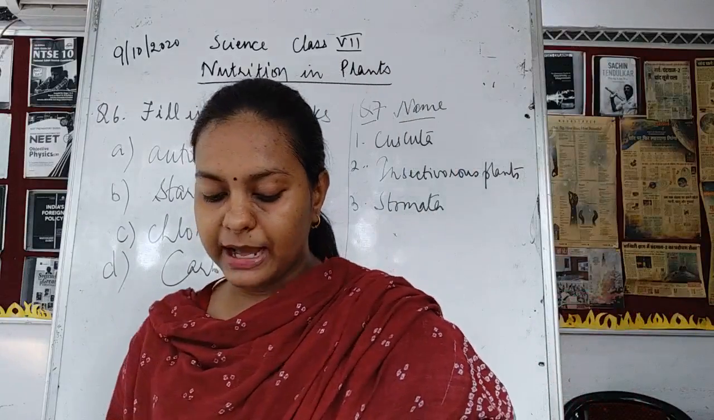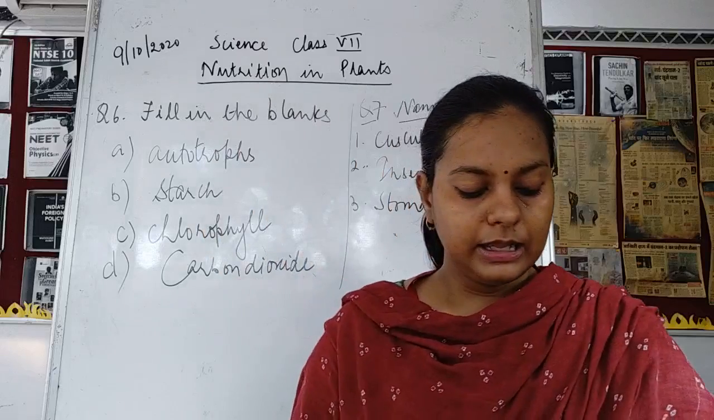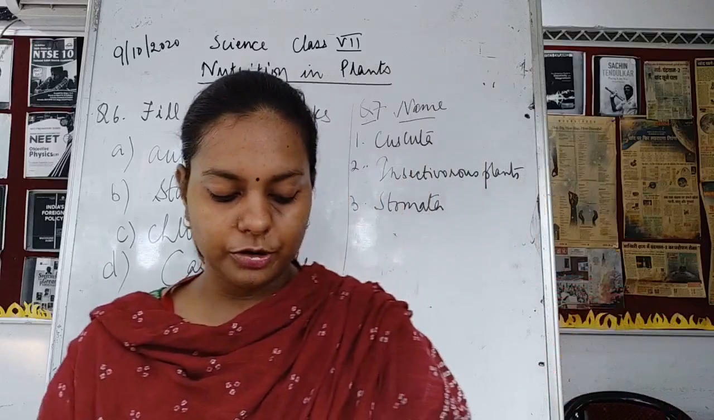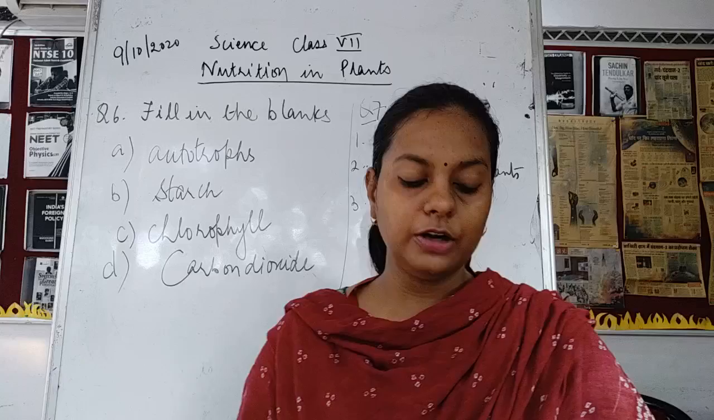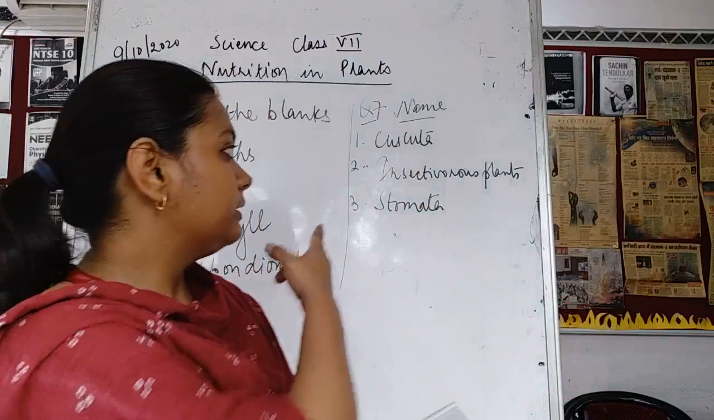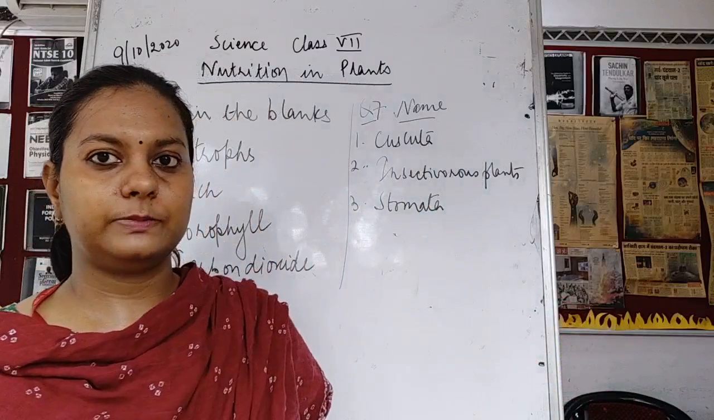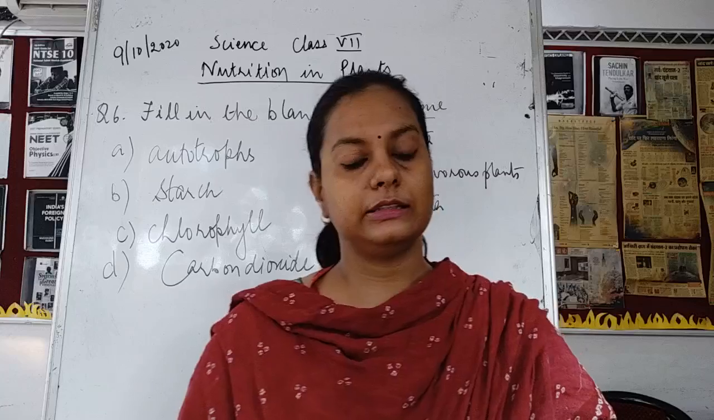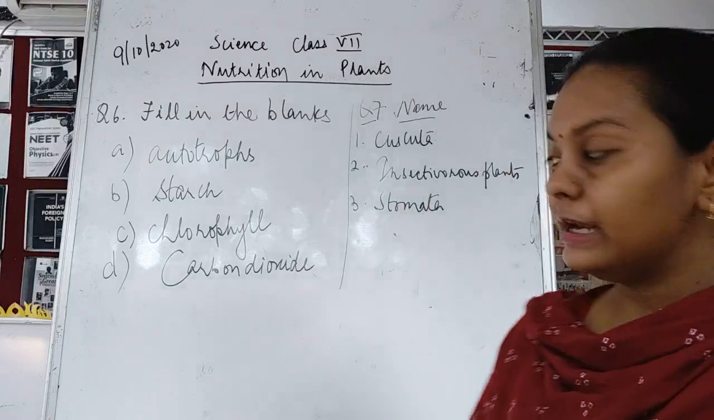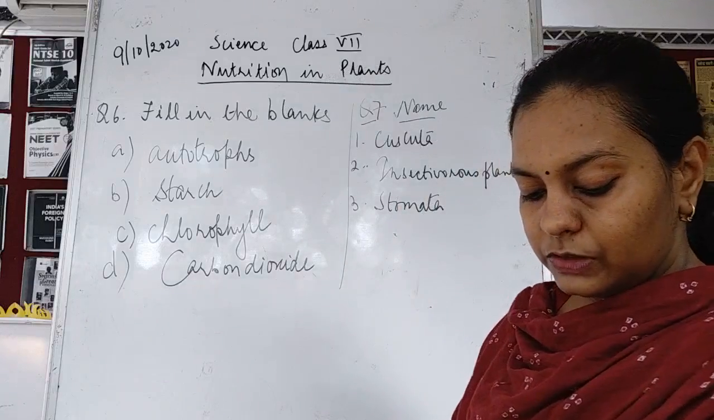The first one is a parasitic plant, which is Cuscuta. Then next is the plant which is partially autotrophic in nature. That is the pitcher plant, or you can write down any example of insectivorous plants. And the last is the pores through which the leaves exchange the gases, said to be stomata. Okay, then next is tick the correct option.